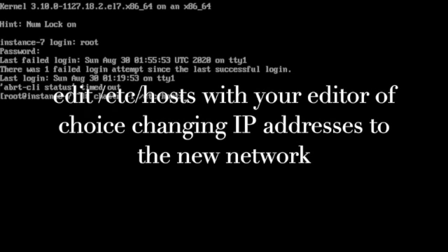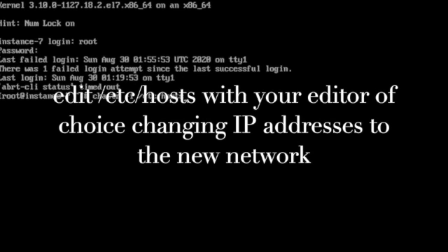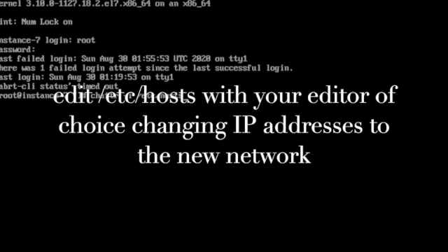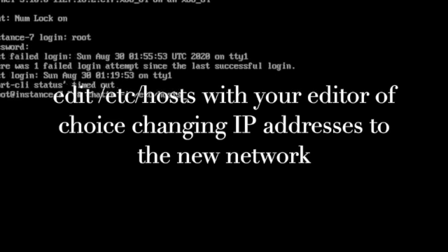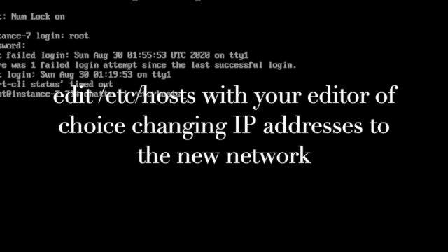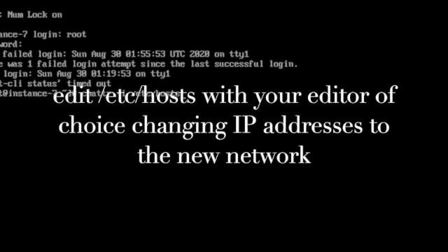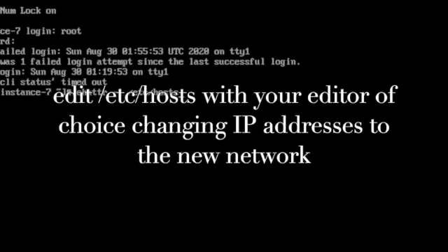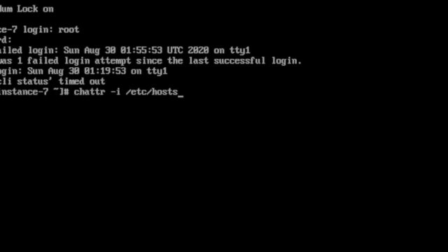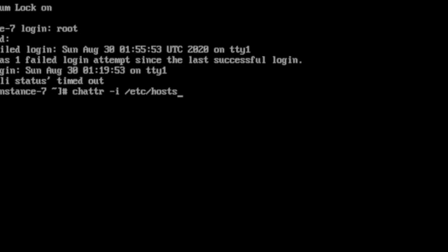Using your editor of choice, change etc hosts to change the IP addresses to your new network. This will depend on how your networking setup is. We used 10.240.1.0 as the network. Everything matches, just one octet address was changed. The host names are the same. We isolate them with networking.